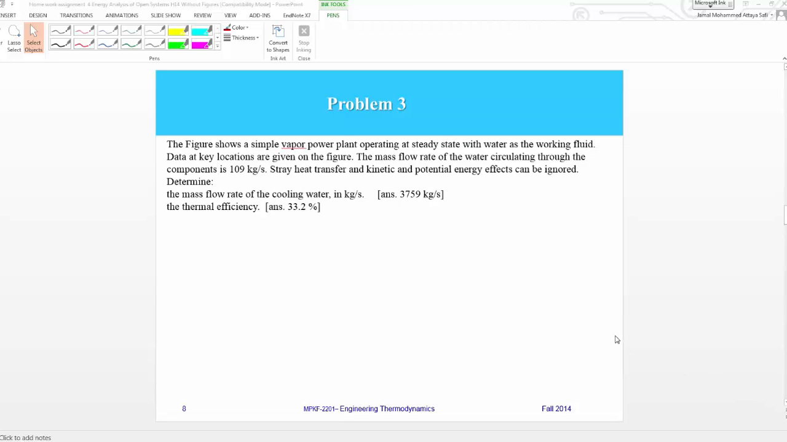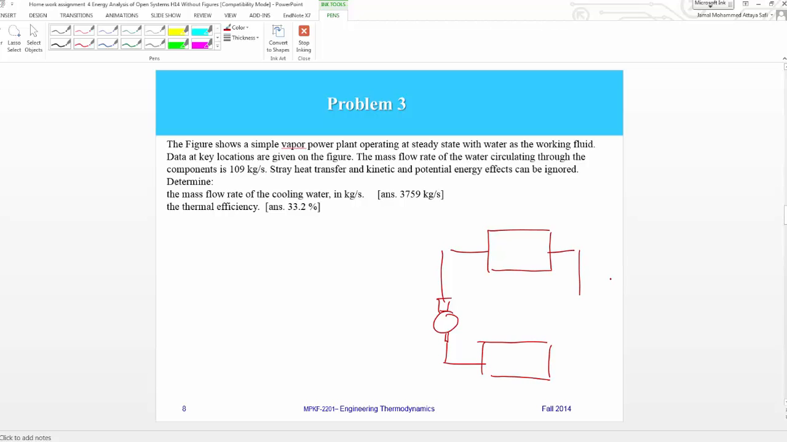Problem number three is that we have a simple power plant. We have the boiler here, and then we have a pump, and then we have the condenser, and then we have here the turbine that is giving me out the work or the power.